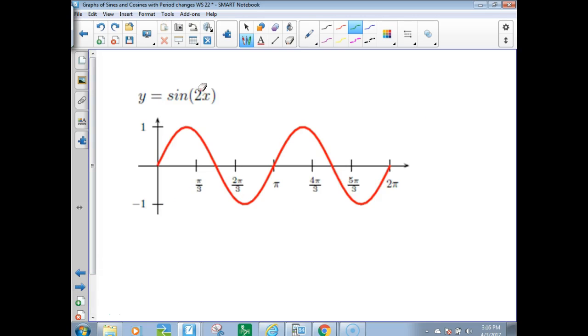Y equals 2 sine x. This is its graph. I want you to take note of what happened. There's your 2 pi. How many cycles have occurred? 2. So that means the period is now pi. So period is pi for this particular graph.